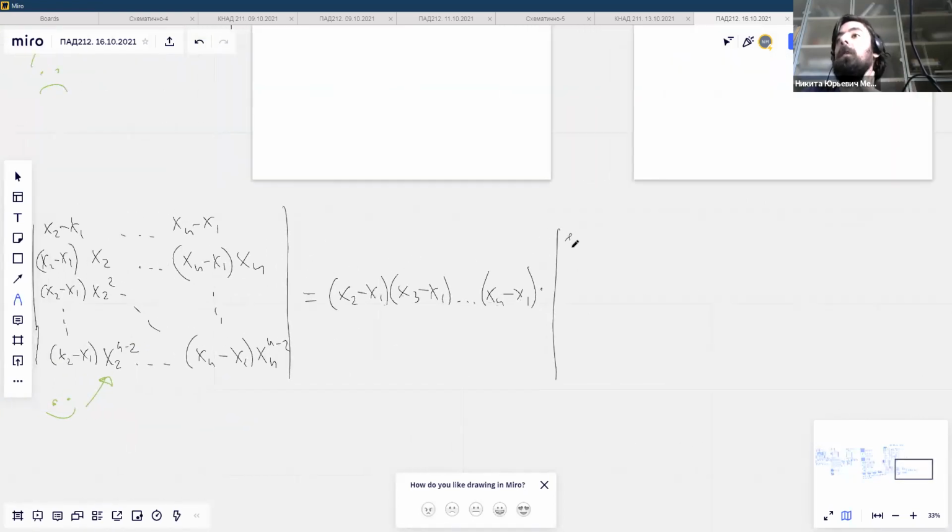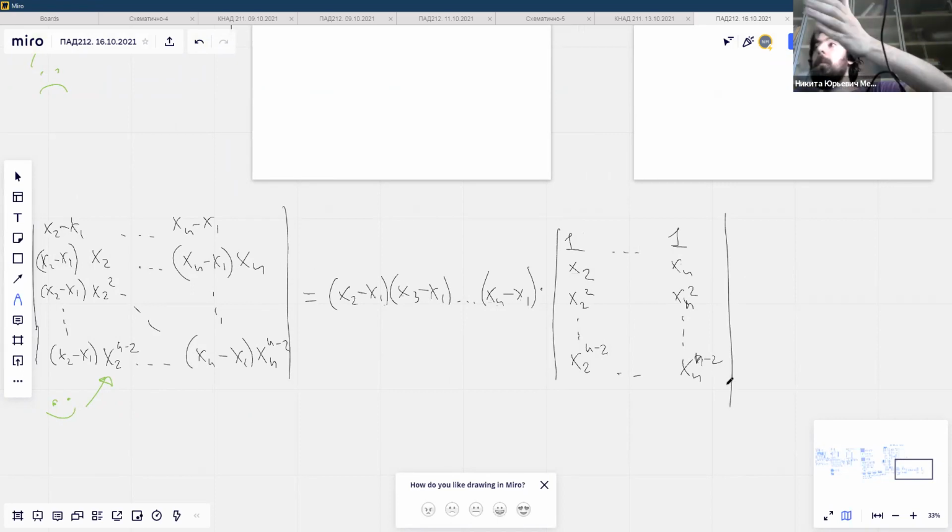It's hard to fit everything on the screen, but still, when I divide this by this, I obtain x2. The next one becomes x2 squared, etc., until x2 to the n minus second power. And the same for the other columns. And so I obtain the determinant that, well, maybe is not very easy to compute, but it looks the same as the determinant we started with. Only it is smaller.